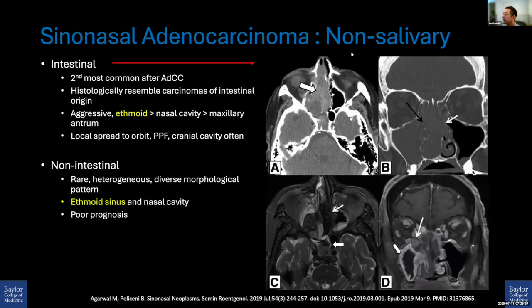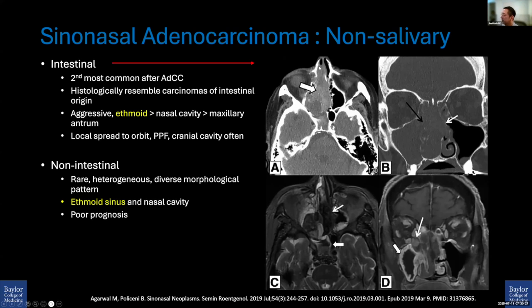In terms of the non-salivary adenocarcinomas, they are divided into intestinal and non-intestinal. The intestinal type is the second most common after adenoid cystic carcinoma, and it's named that because it histologically resembles carcinomas of intestinal origin. They're aggressive, have a predilection for the ethmoid sinuses, and can locally spread to the orbit, pterygopalatine fossa, and cranial cavity. Here's an example in the literature.